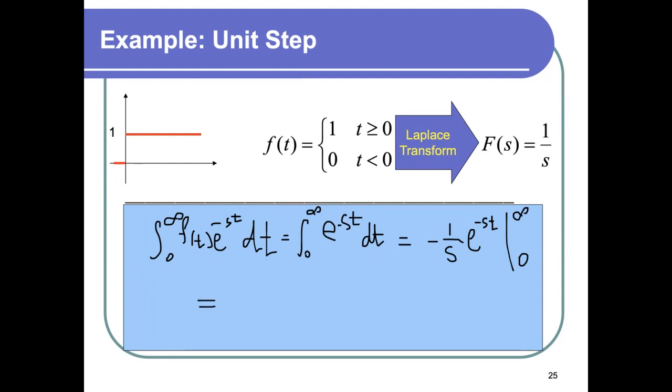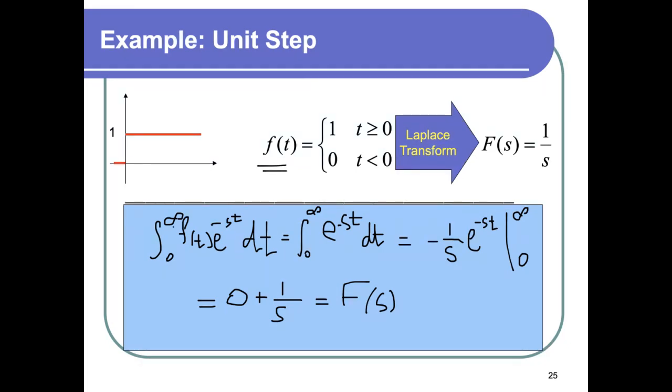E to the power of minus infinity is 0, so this is 0, minus e to the power of 0 is 1, and then we have minus 1 over s, so it's simply 1 over s. This is capital F of s. So it's the Laplace transform of the unit step.